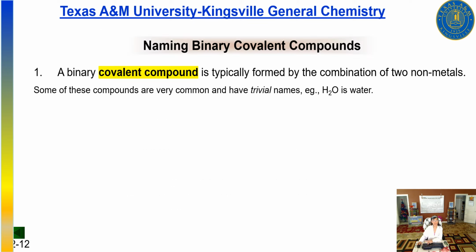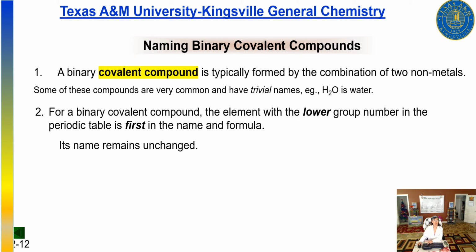The last topic will be naming binary covalent compounds. We also follow a couple rules. Number one, the binary covalent compounds are typically formed by the combination, chemically combined, of two non-metals. Some of these binary covalent compounds are very commonly used, and they have trivial names, such as your H2O. You don't call it dihydrogen oxide, but you call it water. H2O is named as water.